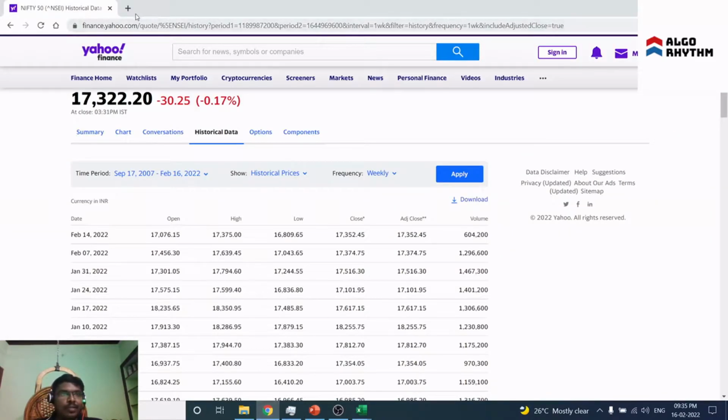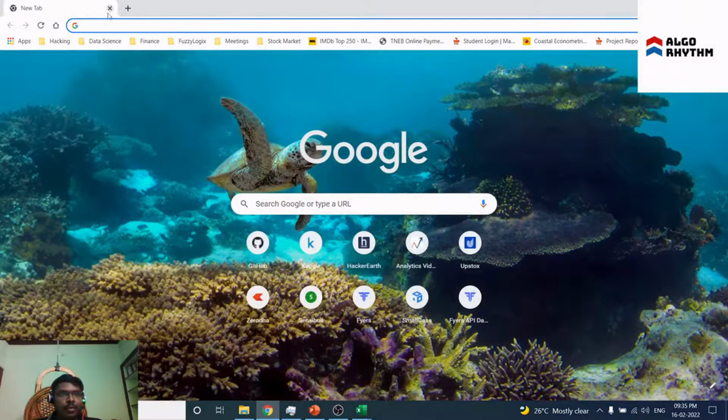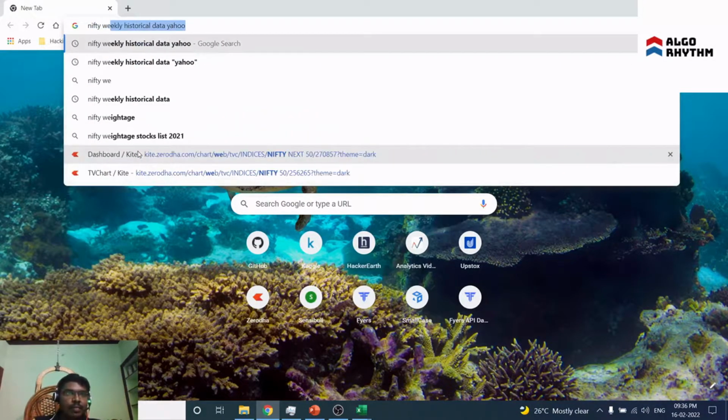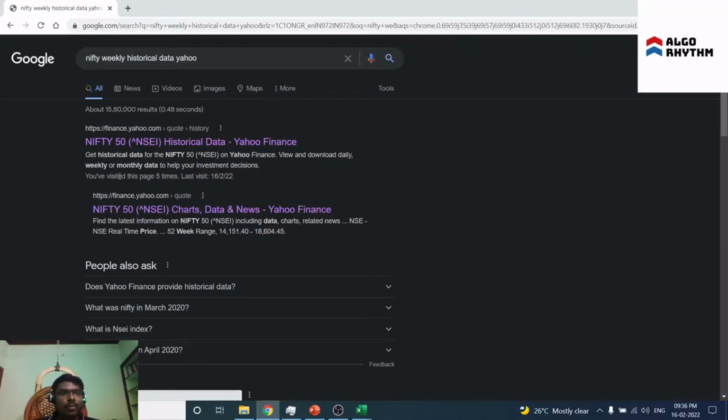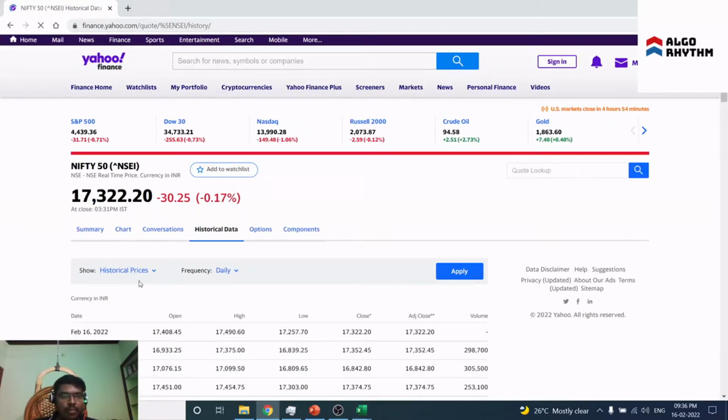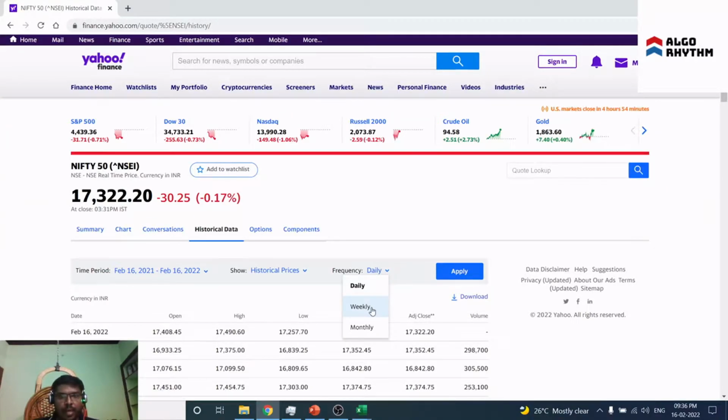Okay. So in order to do the analysis, you are just going to get the Nifty weekly historical data from Yahoo. Yahoo Finance is like a free website. You can get a lot of stocks' historical data over here. I'm taking Nifty over here as I consider that as the market.